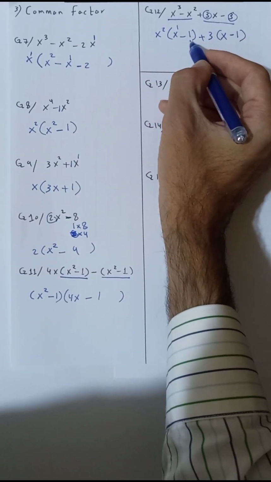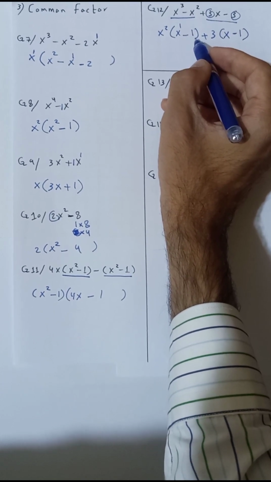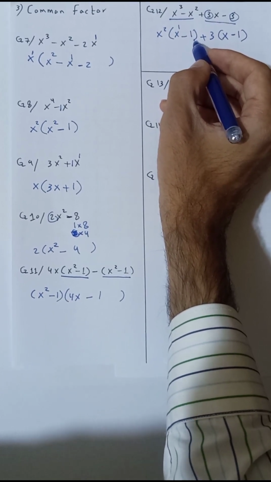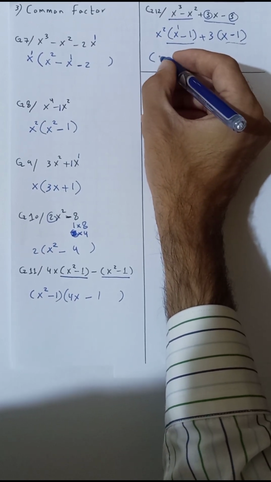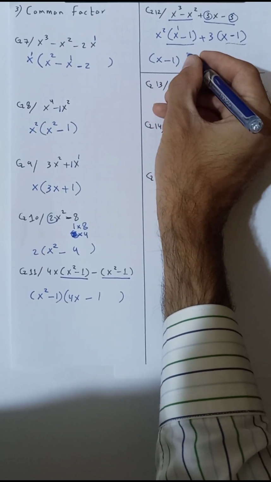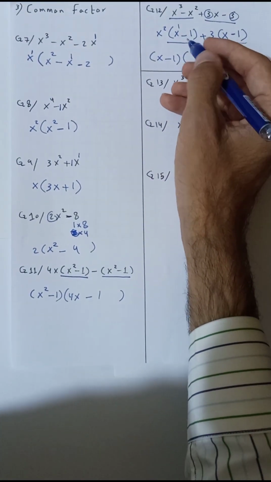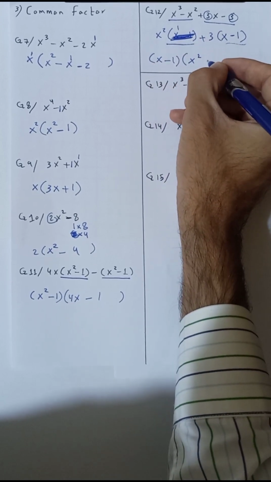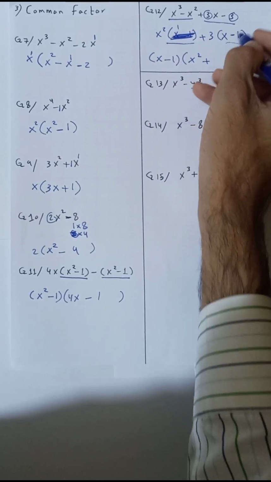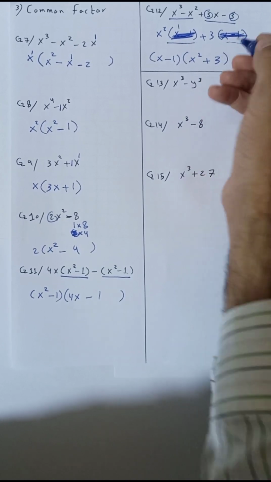As you see, we have a parenthesis that is common. Let's write that parenthesis and open up a parenthesis. If we remove this parenthesis, x squared will be left over. If we remove this parenthesis, 3 will be left over.